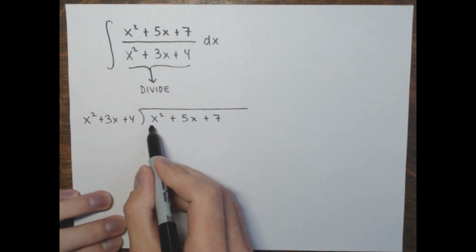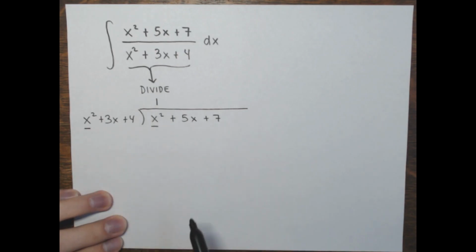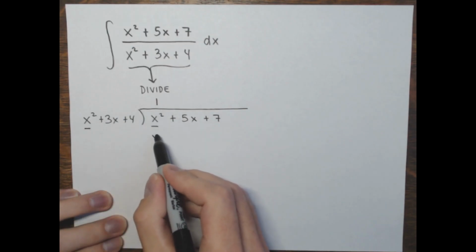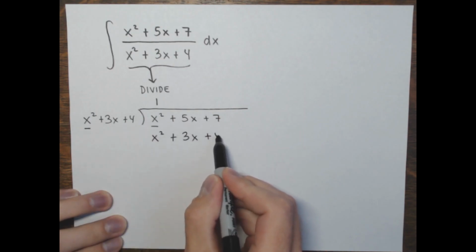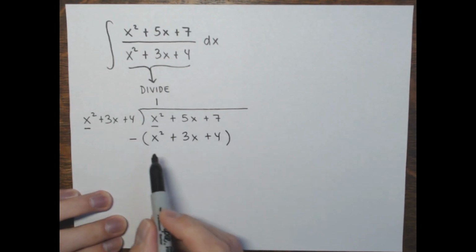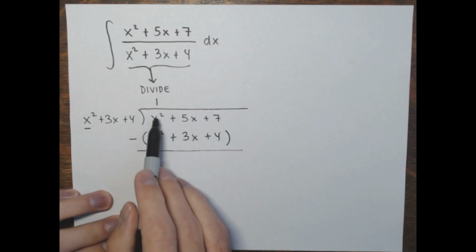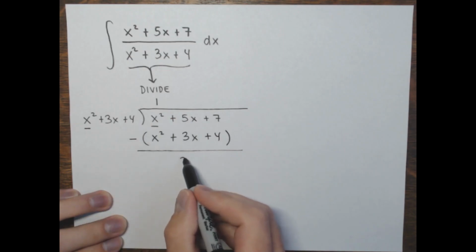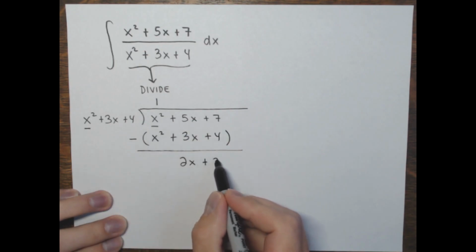All right, divide the lead terms, x squared divided by x squared, that's just 1. Multiply 1 by the divisor, you get 1 times x squared is x squared, and then 3x, and then 4. And then we subtract all of this from the line above it. Subtract every single term, not just the first term. x squared minus x squared is nothing. 5x minus 3x, that's 2x. 7 minus 4, positive 3.